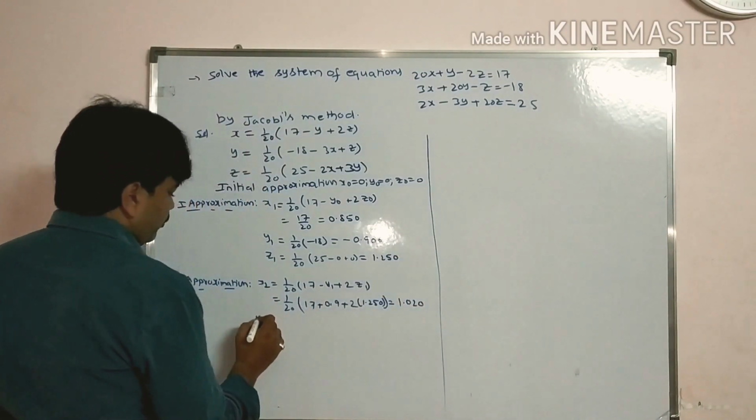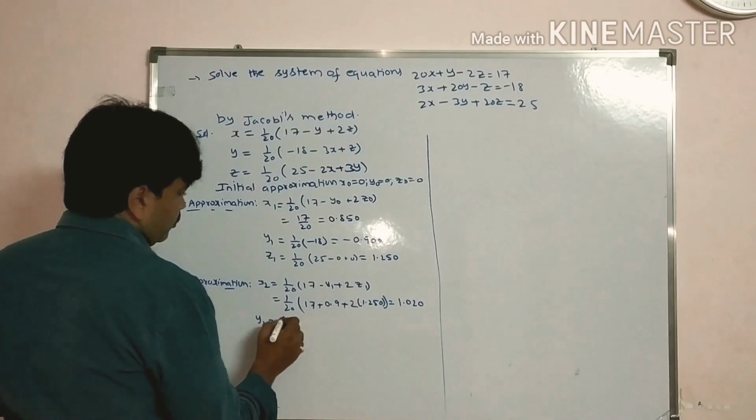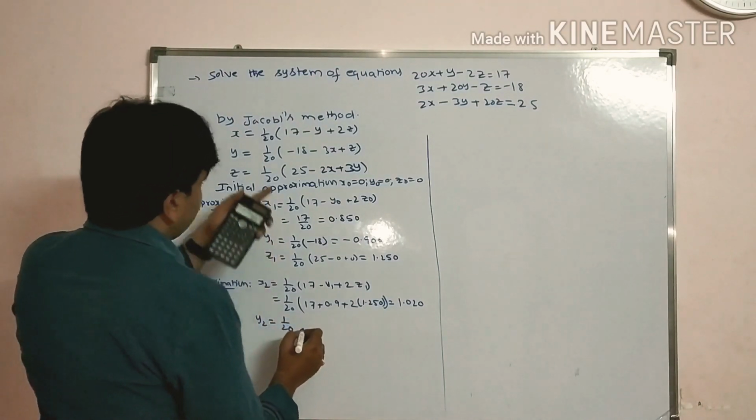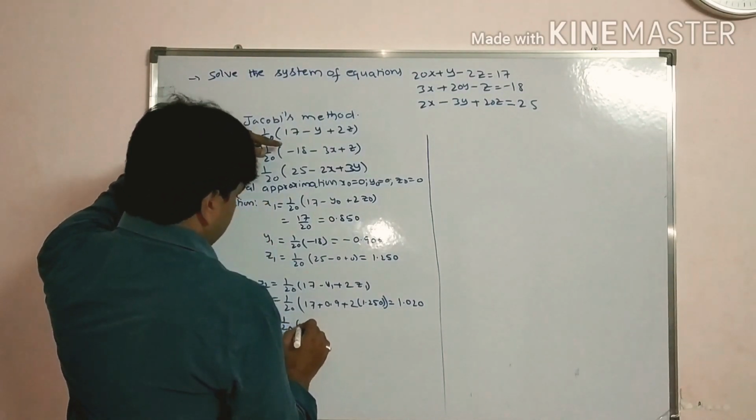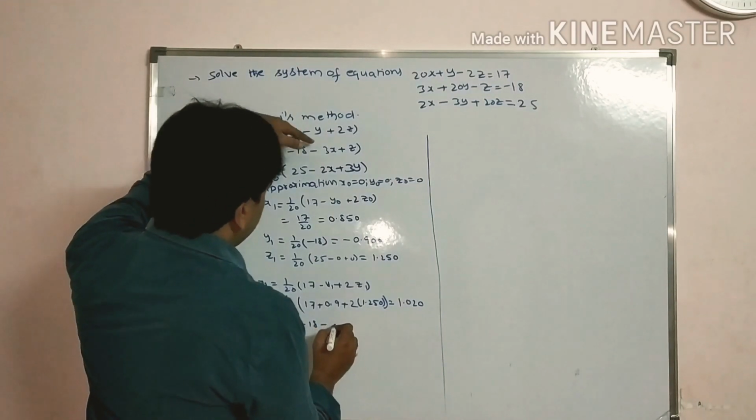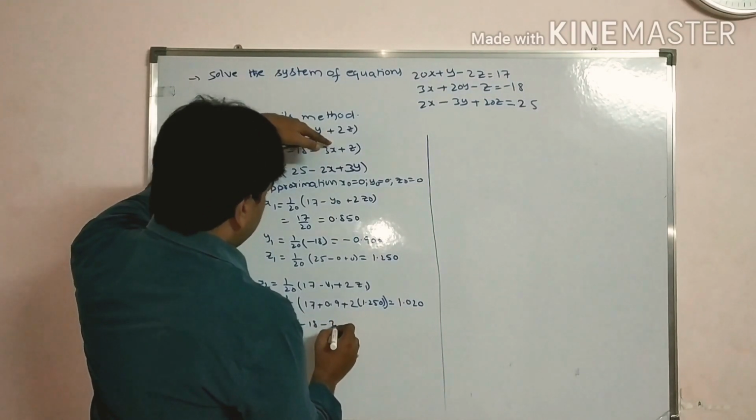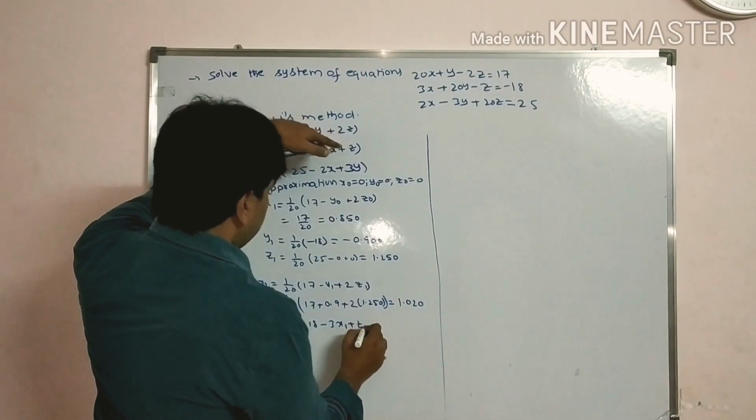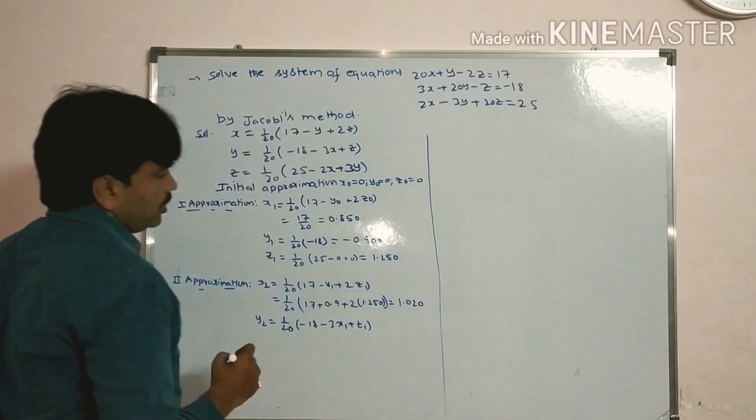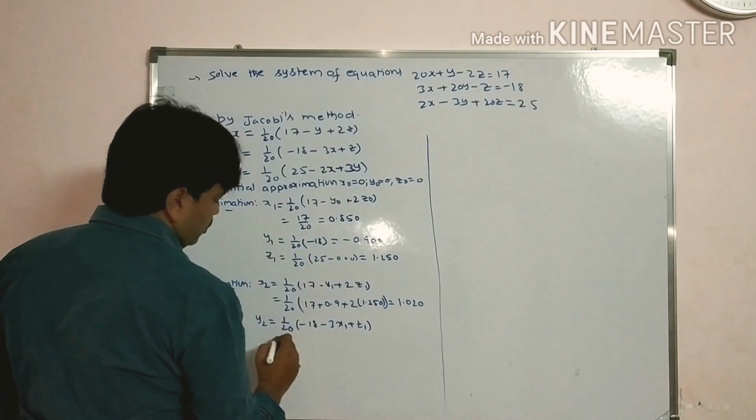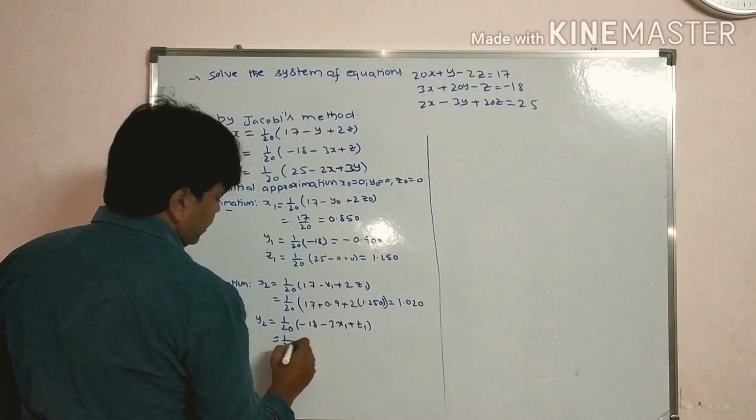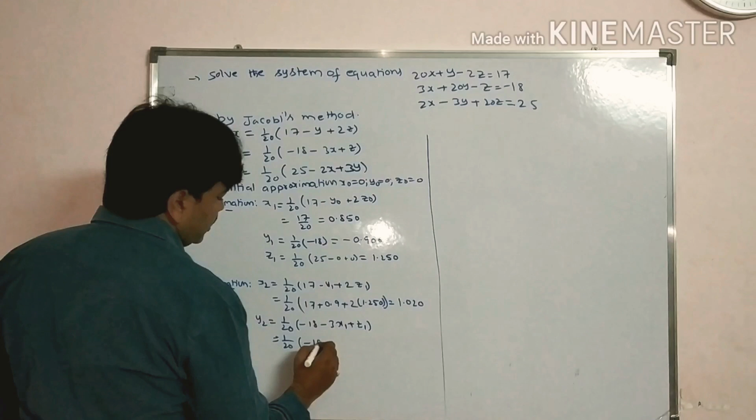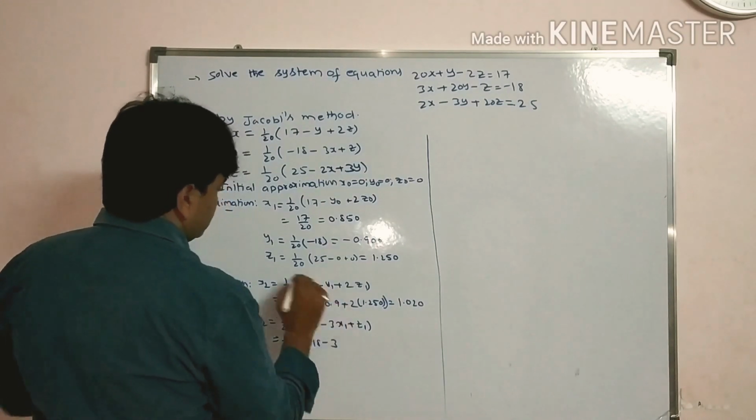Now find the y2 value, students. y2 is 1 by 20 bracket minus 18 minus 3 x1 plus z. Write z1 in place of z, students. So that is equal to 1 by 20 minus 18 minus 3 into the x1 value.